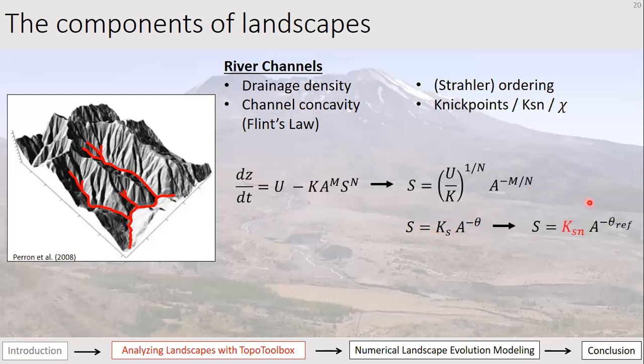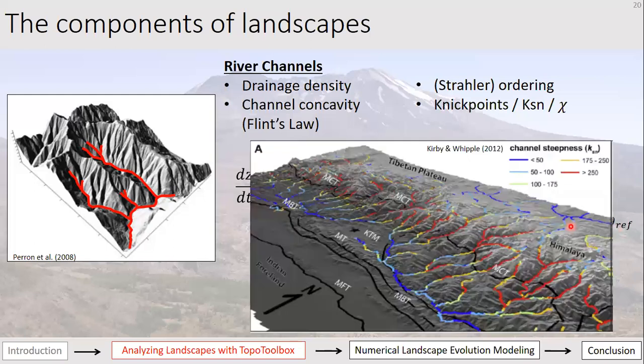By assuming some sort of reference concavity index, we can derive what's called the normalized steepness index, or KSN. And this is a quantity that we can then use across all river channels within a channel network to see which regions of the channel are steeper compared to what we would expect from the concavity index, shown here by the red lines. And these could be associated with nick points.